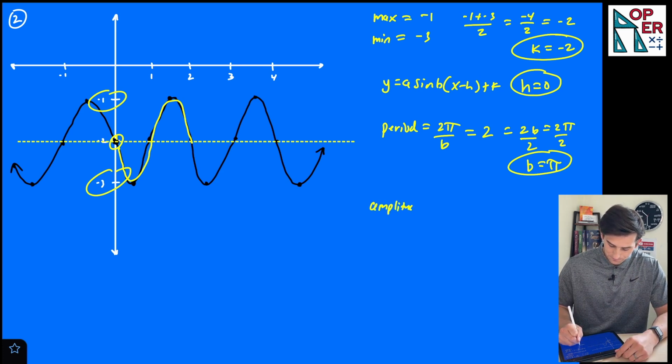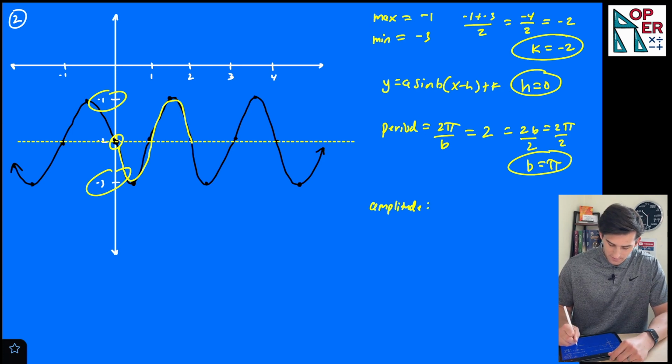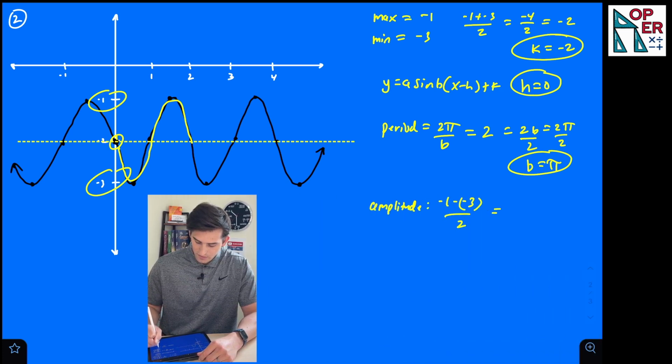So amplitude. We're going to take our maximum and minimum and subtract them this time. So negative 1 minus negative 3, divide that by 2. So this would be negative 1 plus 3 over 2. So 2 over 2, which is equal to 1. So now we know that a is equal to 1.